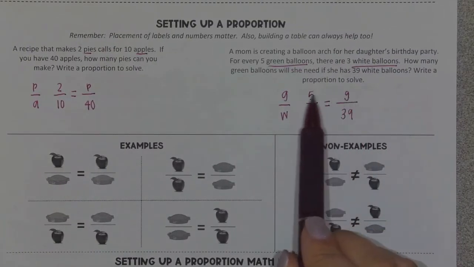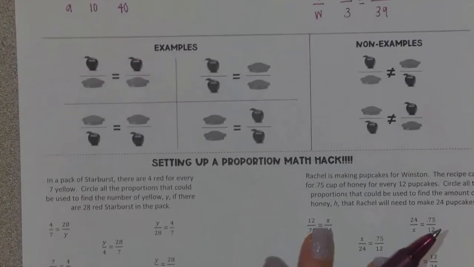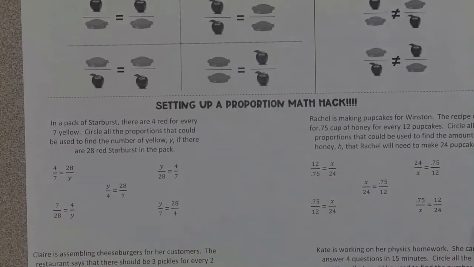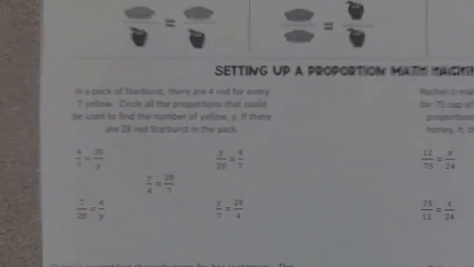I always want to make sure the greens are next to each other. I wouldn't ever want to put them across from each other. But of course, I have a Smith super secret math hack to help us figure out which proportions are set up correctly. I'm sorry for my pterodactyl.